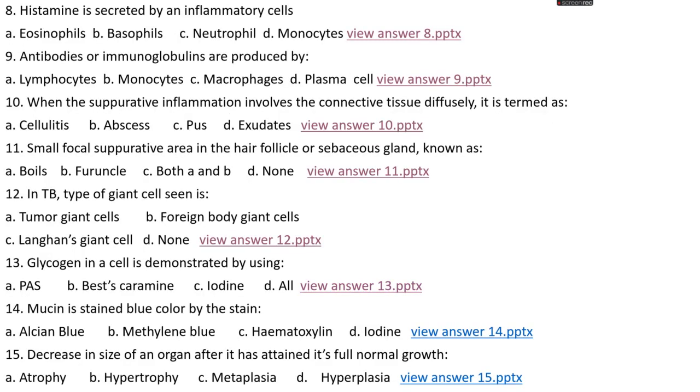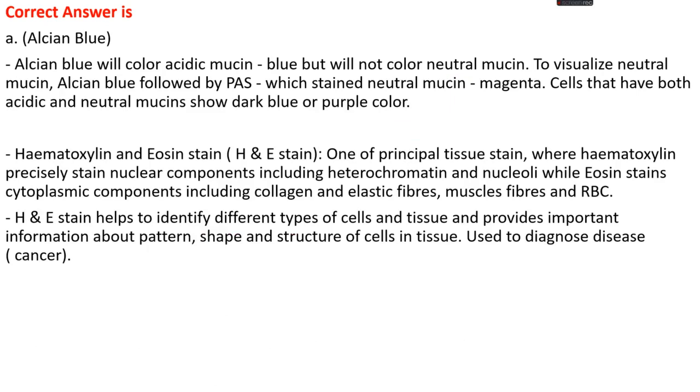Okay. Question number 14. Mucin is stained blue color by the stain: option A, Alcian blue; option B, methylene blue; option C, hematoxylin; option D, iodine. The right answer is option A, that is Alcian blue. Alcian blue will color acidic mucin blue, but will not color neutral mucin. To visualize neutral mucin, Alcian blue is followed by PAS, that is periodic acid Schiff stain, which stains neutral mucin magenta color. Okay, cells that have both acidic and neutral mucin show a dark blue or purple color.